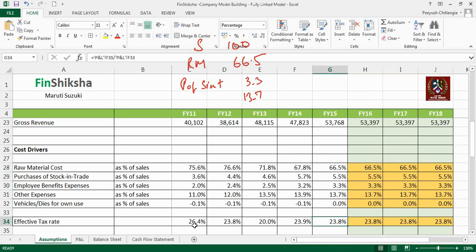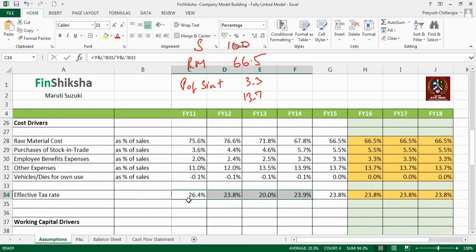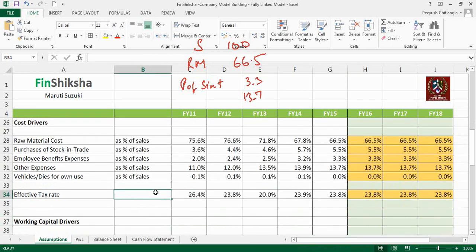And then we looked at effective tax rate that they are paying. How did we calculate effective tax rate? This was calculated as tax divided by earnings before tax. You're paying tax on the earnings before tax. So whatever is the tax rate will get identified based on that, correct? So that's the number that is here.